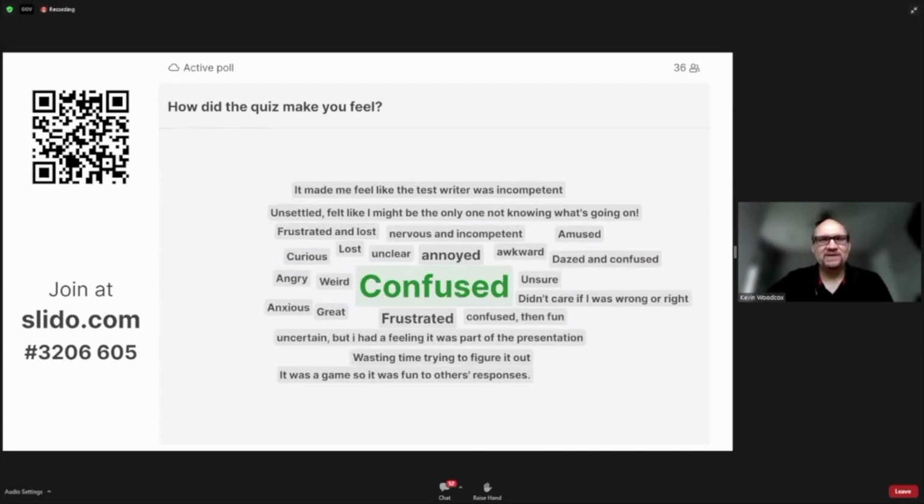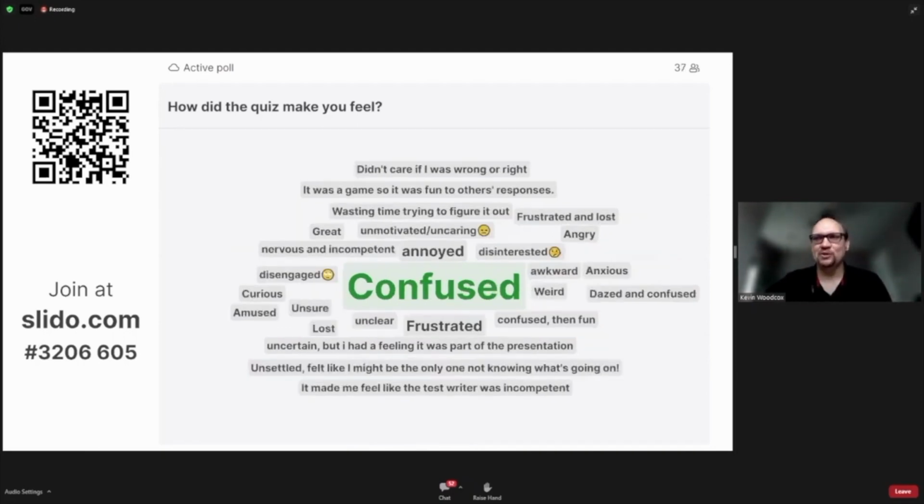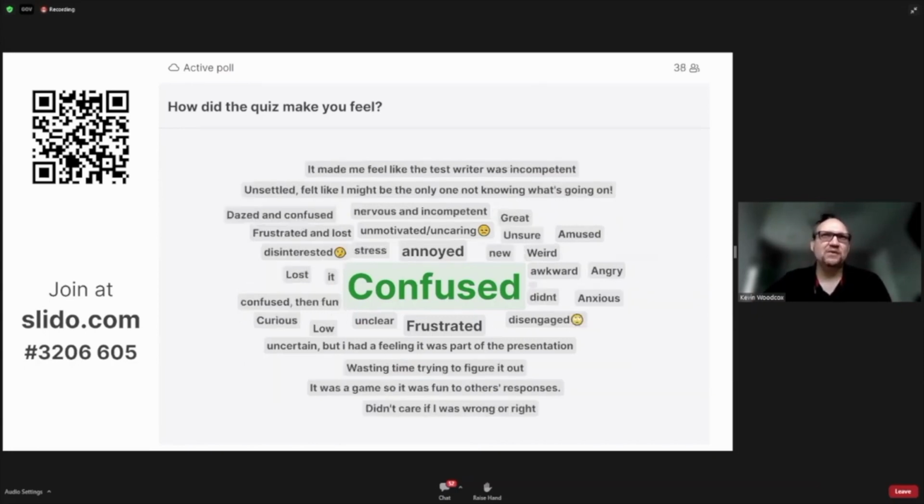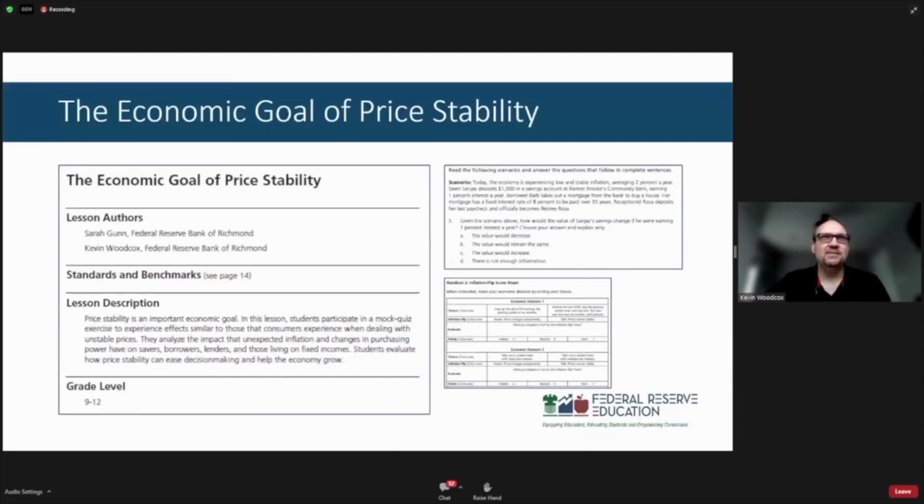So the rationale for why we take a quiz like this is because we created an environment where you were not sure what was going on. You did not have a sense of stability. There was an environment where you didn't know the information you needed to be successful. And that's what this lesson's first underpinning is all about. It wants students to think about what a situation might be when they have to make a choice and they don't have all of the information available, that things have changed in a way that they don't expect, that they don't understand. And that's why we at the Federal Reserve Bank of Richmond created the lesson on the economic goal of price stability. So the very first thing the students do is take this quiz.